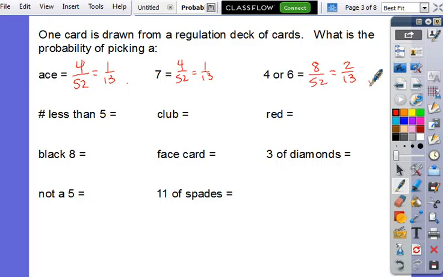I disagree. We just said there's an ace, 2, 3, 4, and I want a number less than 5. So we said the answer is 4 out of 52, and y'all said yes. And then I said I disagree. I don't agree with that.